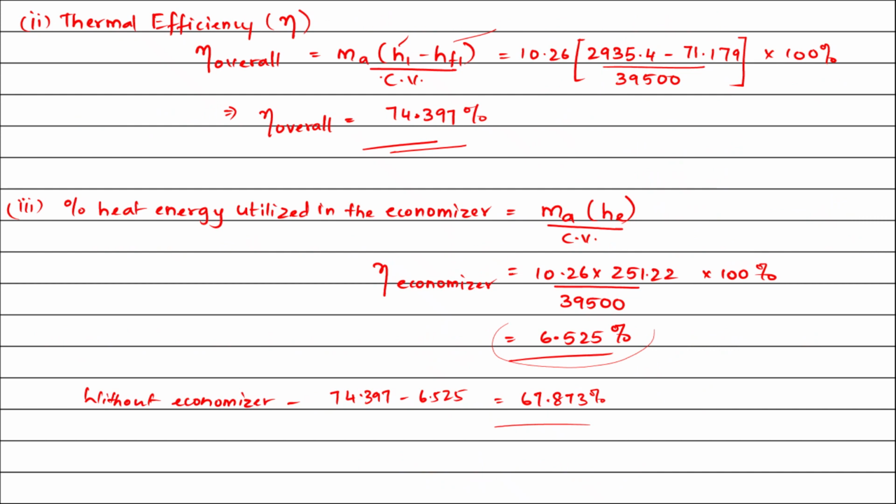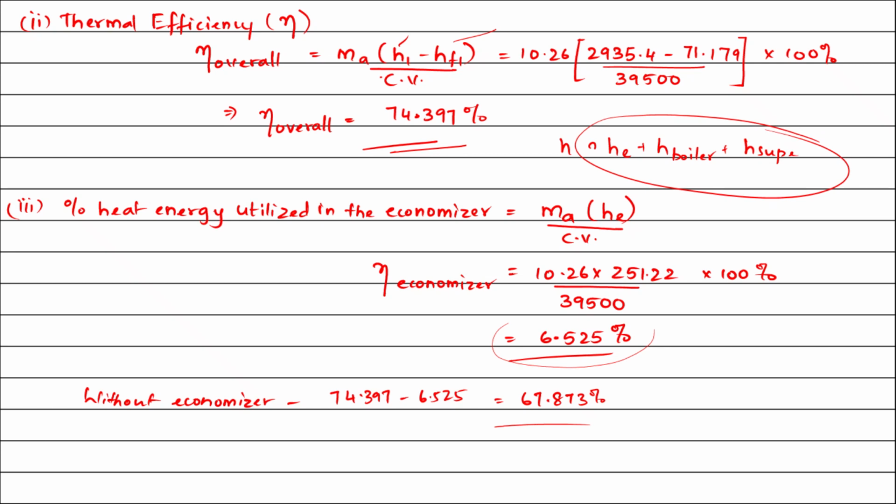Then we go to the thermal efficiency. Since I have been asked to find the thermal efficiency of the plant, I have to consider the boiler and the economizer both. If I was also given a superheater in my plant, then I would have considered the enthalpy added in the superheater also. So overall it would be He plus H boiler plus H superheater. All three terms we would have to consider.